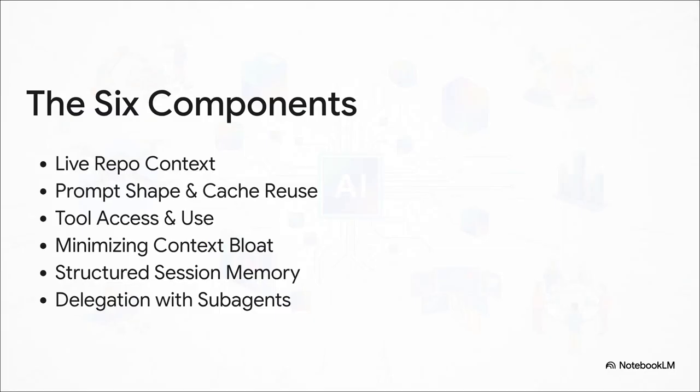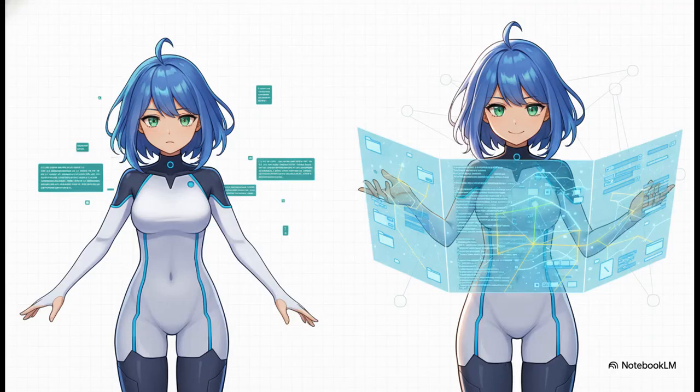We're going to look at how the agent figures out where it is with live repo context, how it communicates super efficiently with prompt shaping, how it actually gets its hands dirty with tool access, how it stays focused by minimizing context bloat, remembers what it's doing with structured memory, and even how it multitasks using delegation. First up, context.